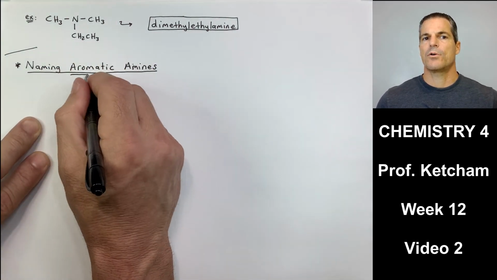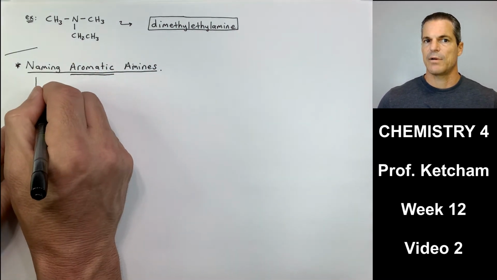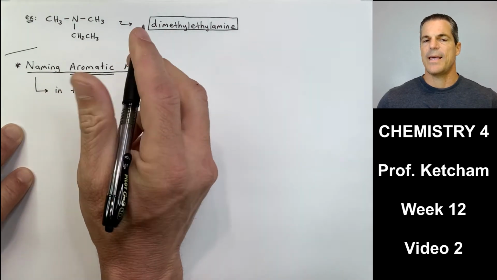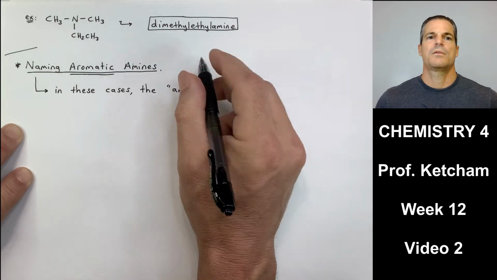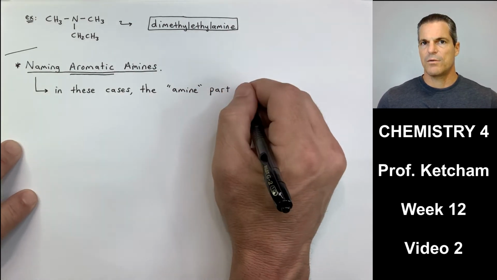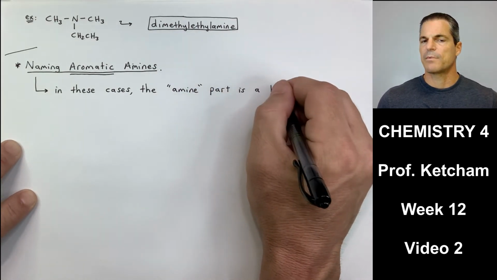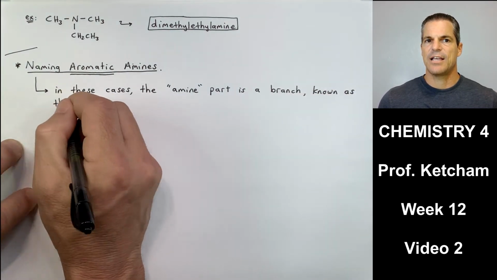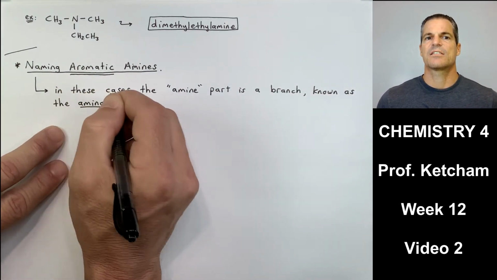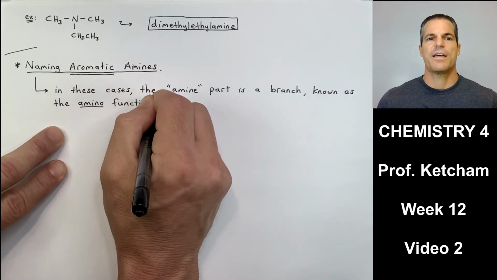All right, naming aromatic amines. An aromatic group for us is just a benzene ring, right? So a benzene ring with an NH2 group, because an amine is an NH2 group. A benzene ring with an NH2 group, which I'm going to draw, is called aniline, A-N-I-L-I-N-E. Okay, it's called aniline. I'm about to draw that.